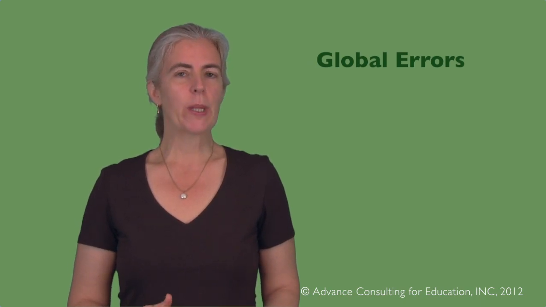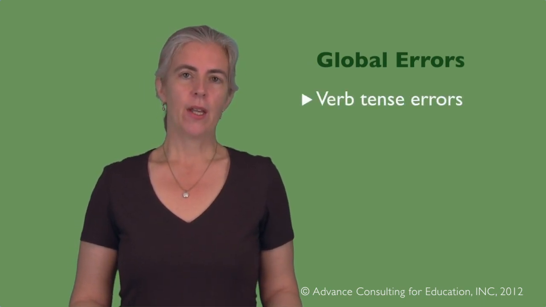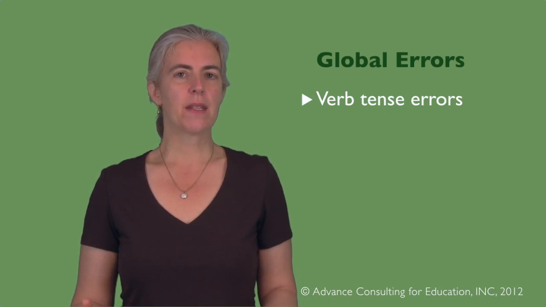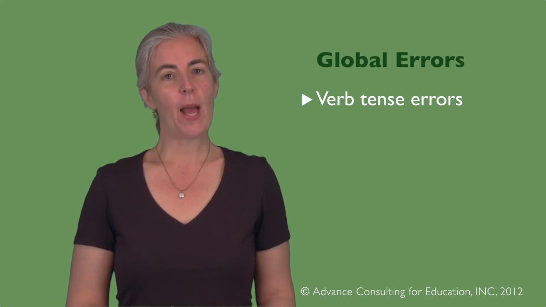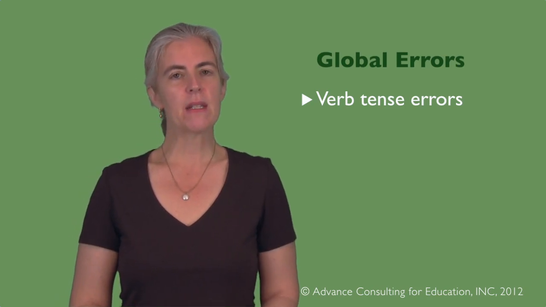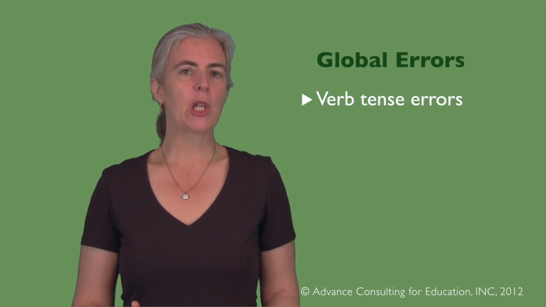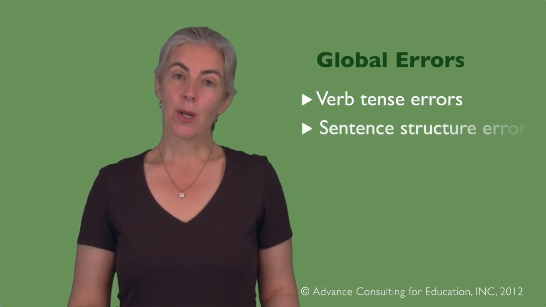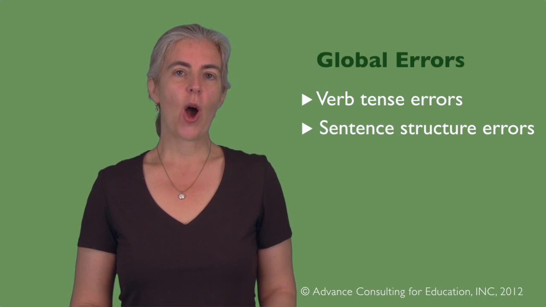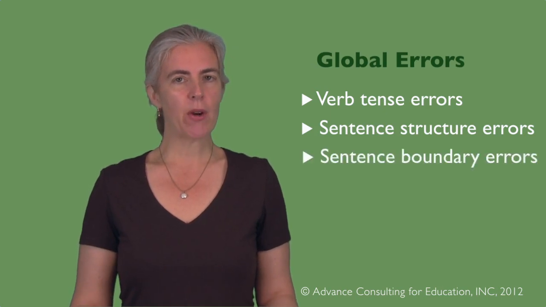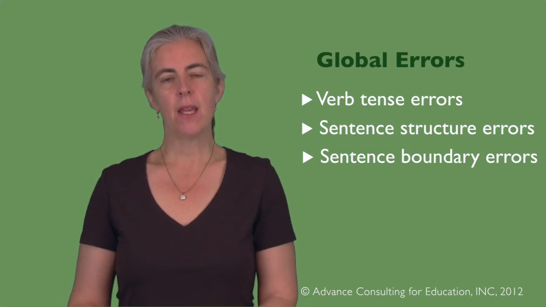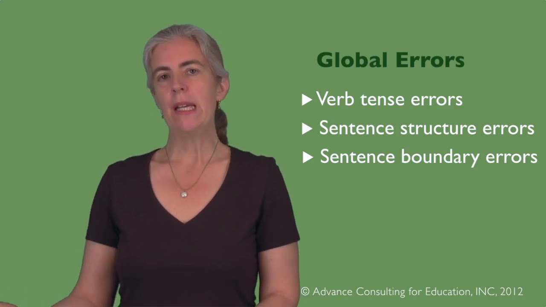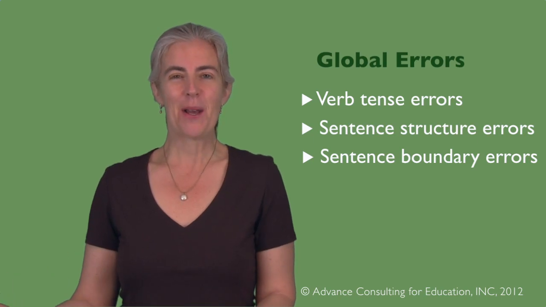What kind of errors are global errors? Oftentimes, global errors are verb tense errors. You can imagine if you read a sentence and you're not really clear whether the student is talking about something that's happened in the past, or that will happen in the future, or that is happening in the present. These kinds of errors are typically global errors. Sentence structure errors are another type of error that are often global errors. Sentence boundary errors, where you're not sure exactly where one sentence ends and finishes, and the content may flow together, and you're not sure exactly what the sentence is about.